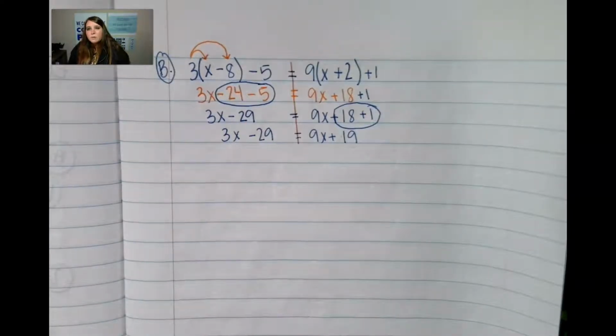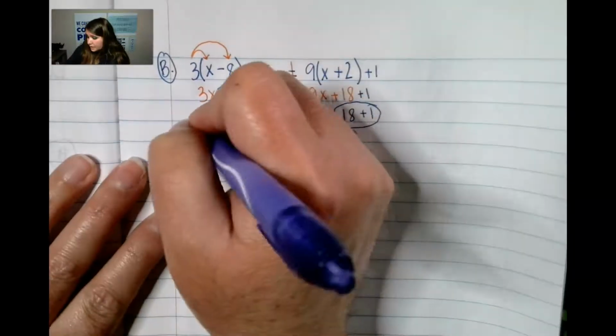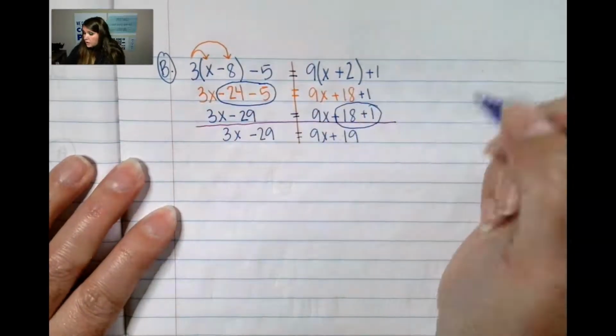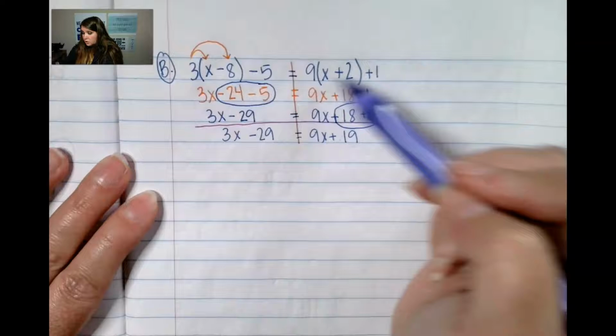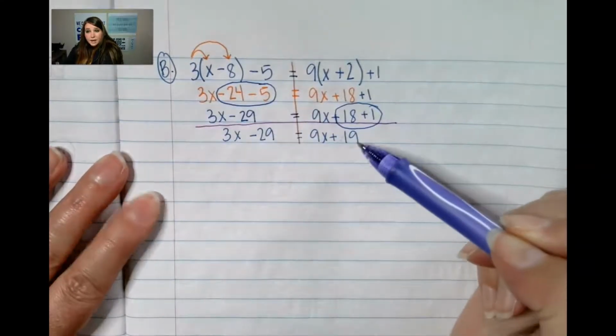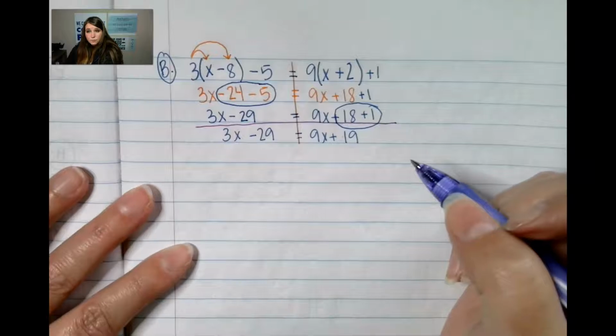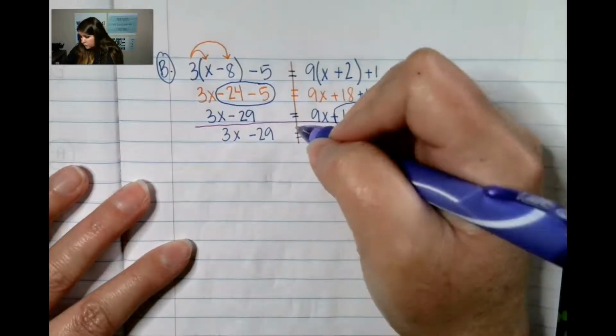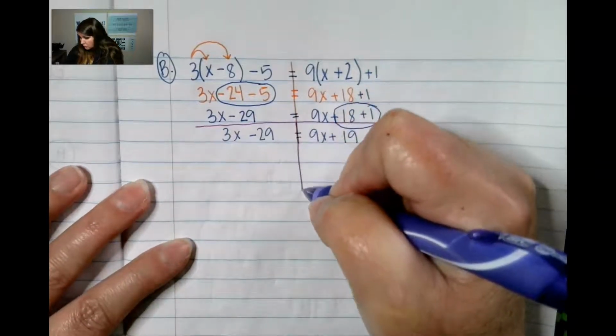Okay, so now that we have the problem set up and we have this written down, we are ready for step 2. Step 2 was all about moving things to the next place. So I have used the distributive property, I have then combined like terms, and now I'm ready to move things around. So let's go ahead and start moving things around.